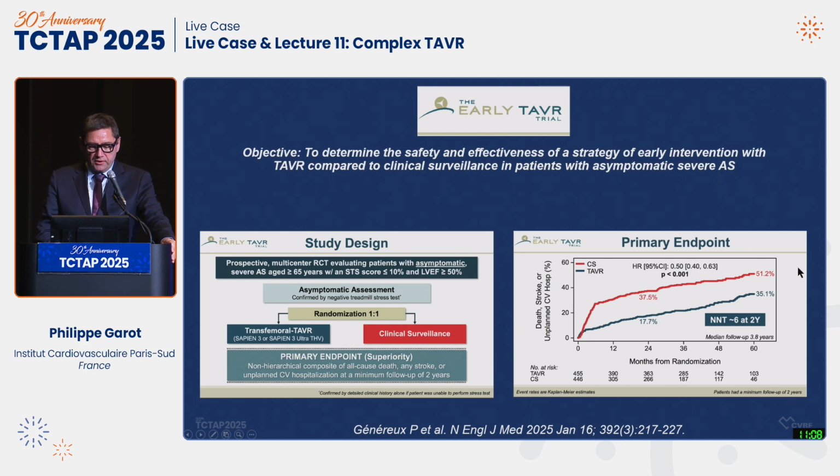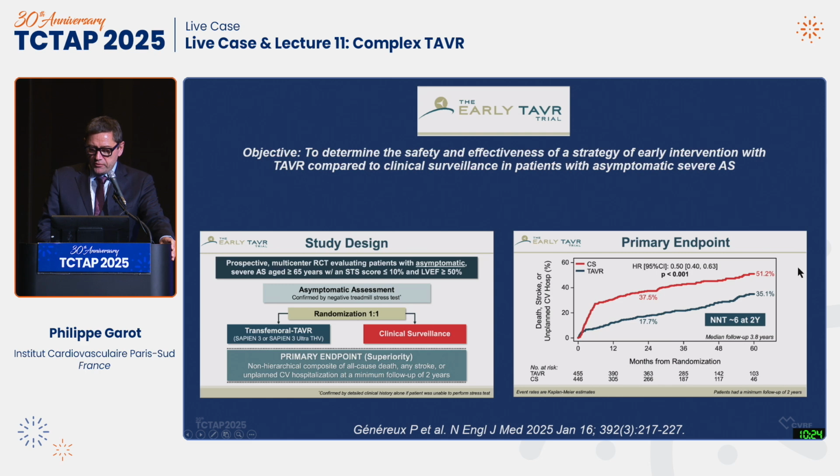And first of all, the EARLY TAVR trial that was recently presented by Philippe Généreux in Washington during TCT a few months ago. You know that the objective of this trial was to determine the safety and efficacy of the strategy of early intervention with TAVR compared to clinical surveillance in patients with asymptomatic severe aortic stenosis. So the study design was a randomized clinical trial comparing transfemoral TAVR with SAPIEN 3 or SAPIEN 3 Ultra compared to clinical surveillance, and the primary endpoint was a composite of all-cause death, any stroke, or unplanned cardiovascular hospitalization at a minimum follow-up of 2 years.